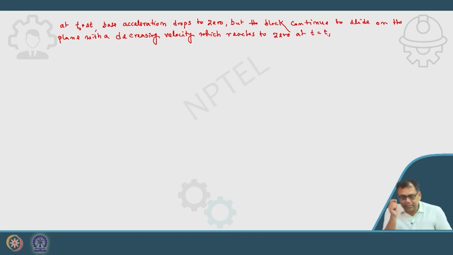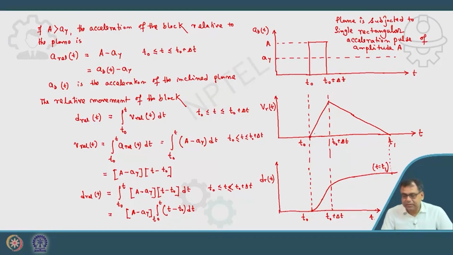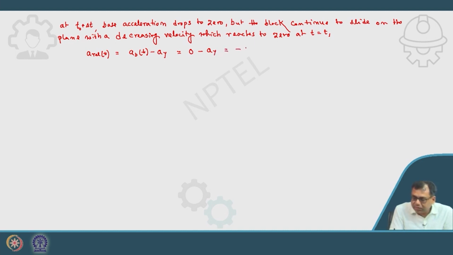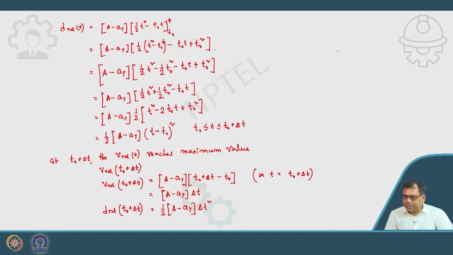So you can see that the velocity is increasing from t0 to t0 plus del t, then it is decreasing from t0 plus del t to t1, and at t1 it is 0. Now, what would be the relative acceleration, because now it is decreasing velocity? The relative acceleration in this range from t0 plus del t to t1 will again be Abt minus Ay, that is the same. Now your Abt is equal to 0, so that will be equal to minus Ay, for the time t0 plus del t to t1. So that will be in this zone.